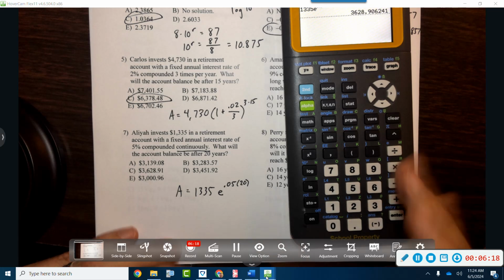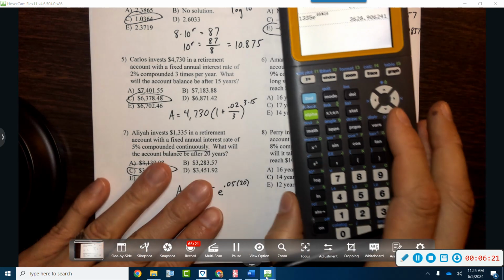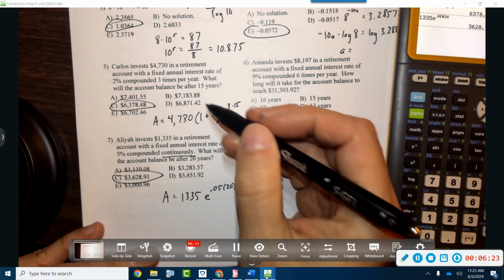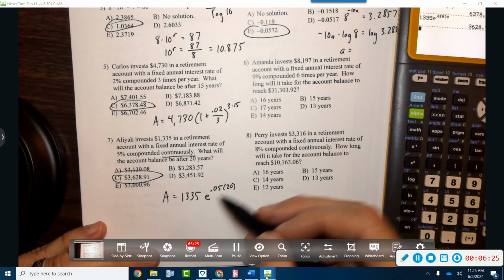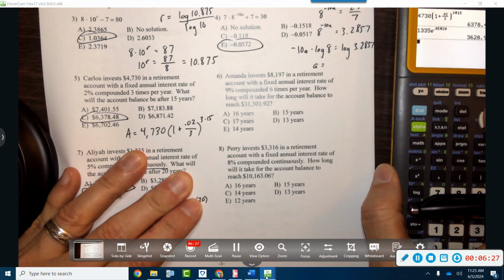Okay, so 3,628 right there. Okay, so those are just calculator plugins. Just look out. This is compounding. This is compound continuously. This is a little different though.